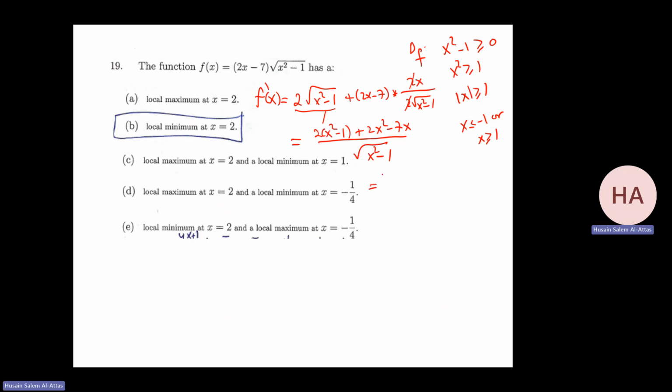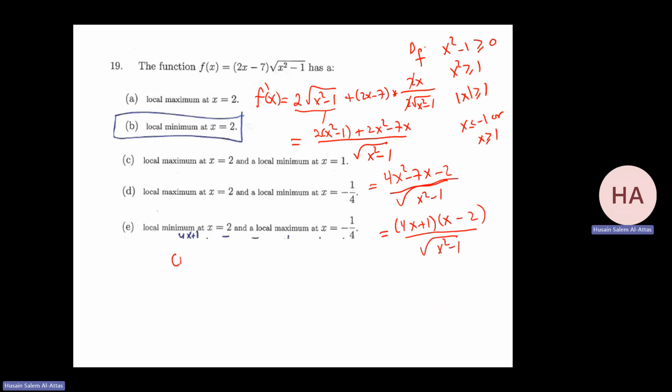4x squared minus 7x. 4x squared minus 2 over square root x squared minus 1. That gives me 4x. I have x. This is minus 2. This is plus 1. So I have minus 8x plus x, minus 7x. Good.